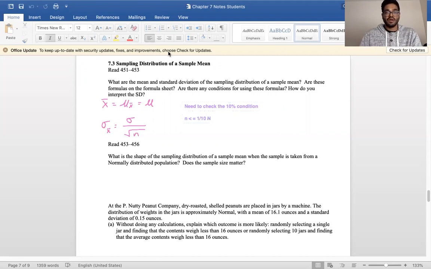So what's the shape of your sampling distribution of the sample mean? In the last video, I talked about how if you check n times p and n times 1 minus p, if those are both greater than 10, then it's going to be approximately normal. Here we're going to have a couple scenarios. The first one is the easy one: if the population distribution is normal, then the sampling distribution will also be normal. Which kind of makes sense. If your population is normal, then your sample should be normal.